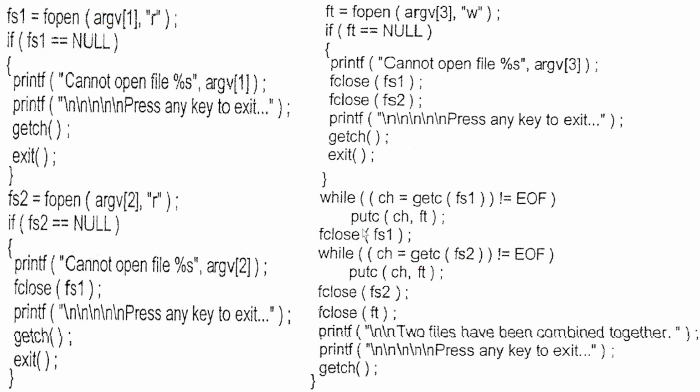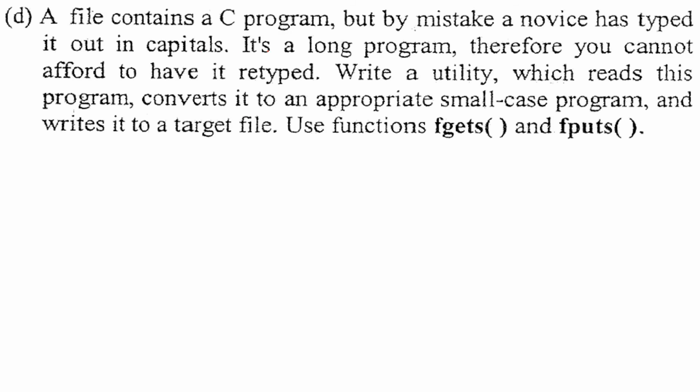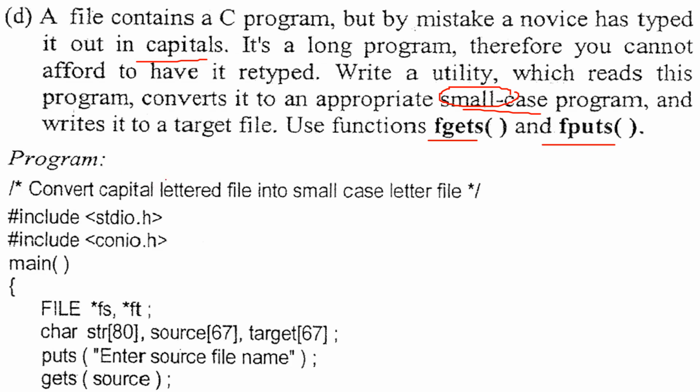A file contains a C program, but by mistake, a novice has typed it out in capitals. So it's a long program. You cannot afford to have it retyped. You have to write a utility which reads this program, converts it to the appropriate small case program and writes it to the target file. So we have to convert uppercase to small case. We need to use fgets and fputs. So what will we do here? We'll write a program to convert a capital lettered file into a small case letter file.